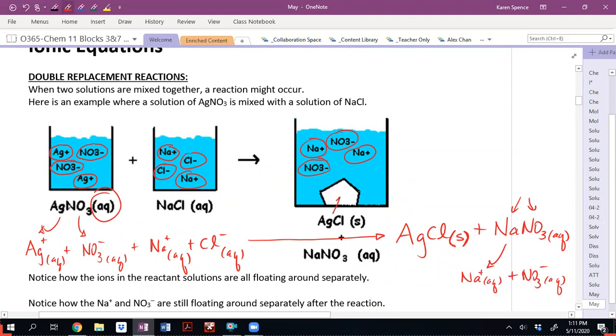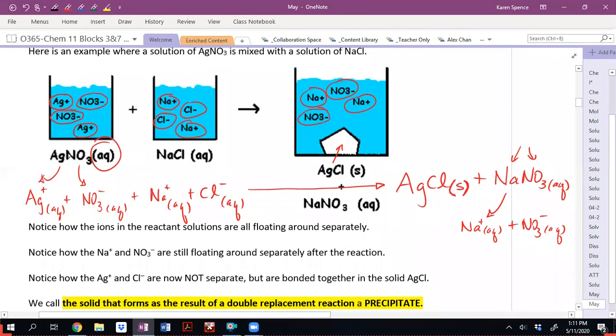However, this little chunk right here is silver chloride. It has formed a solid, so what you'll see is you'll see a precipitate. I don't know if you remember, we had that one little demo we did where we poured the two things together and we got a solid forming. It was yellow, okay? And yeah, so then you have a solid.